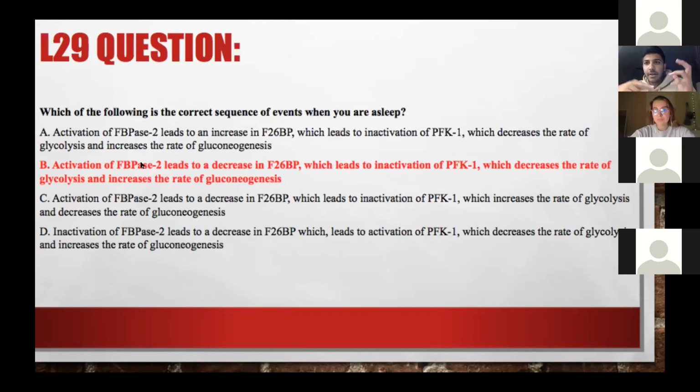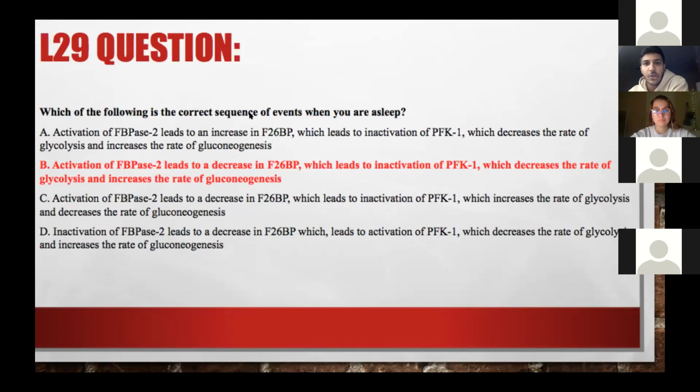So if you want to think about it in a reverse direction, you can. You can just think about it like that. It kind of just helps in terms of understanding it. And so if you have a low level of this, you're obviously inactivating the enzyme required for glycolysis because you don't want to go through glycolysis. And so you're decreasing the rate, obviously, of glycolysis, and you're increasing the rate of gluconeogenesis.